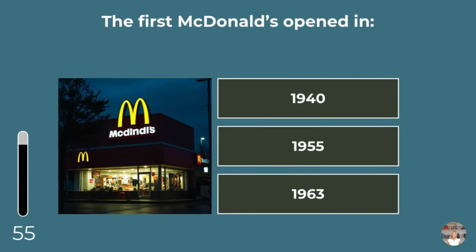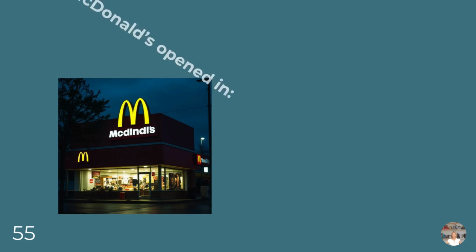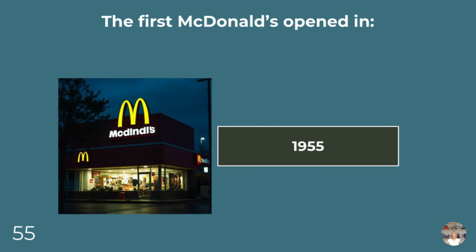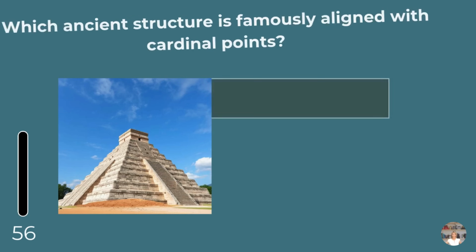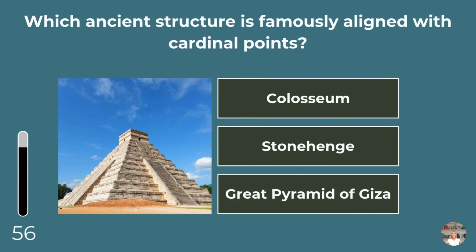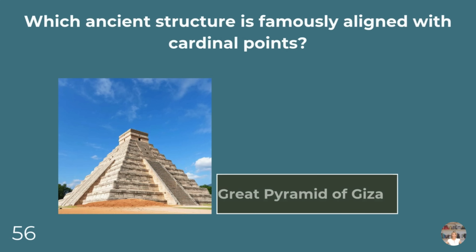The first McDonald's opened in 1940, 1955, or 1963? 1955. Which ancient structure is famously aligned with cardinal points? The Colosseum, Stonehenge, or the Great Pyramid of Giza? The Great Pyramid of Giza.